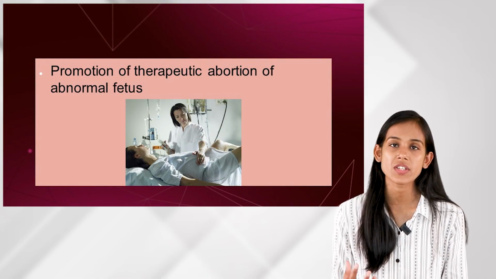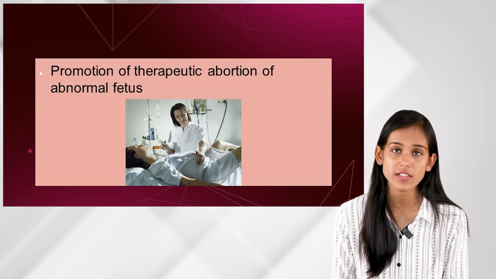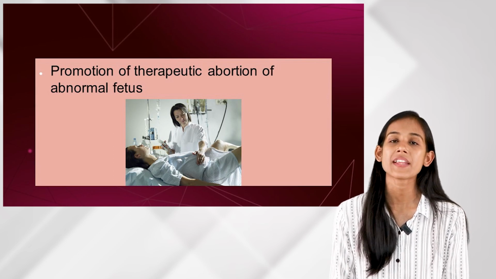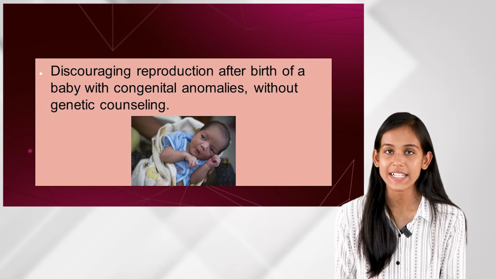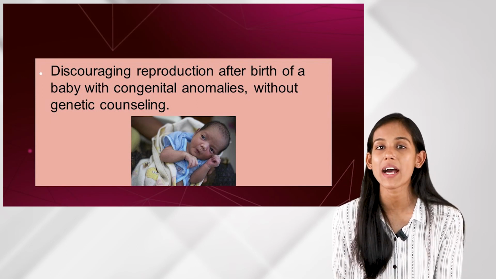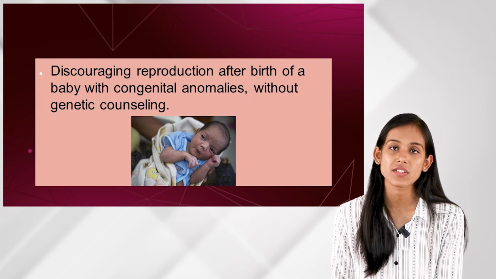And then we have learned that there are prenatal diagnosis and postnatal diagnosis. If we find out in the prenatal diagnosis, before the birth itself, that there is any congenital anomaly present in the fetus, then there should be therapeutic abortion. And if there is already a child with a congenital anomaly, then we have to discourage a second reproduction. What happens is the risk of malformation is increased in the second child, by 10 times more.